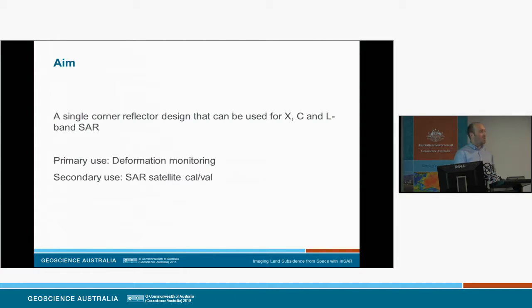This gave us a bit of a problem since we wanted to use our corner reflectors for all of the different flavors of SAR, so X, C and L band. And we realized we would probably need to compromise on the size of reflector we use to be able to use all these different types of SAR. So we did some experiments to find the best size of corner reflector that would work for these different frequencies. Our primary use was for deformation monitoring, as I've discussed, but an important secondary consideration was to use these corner reflectors for calibration and validation of the orbiting SAR satellites as well.